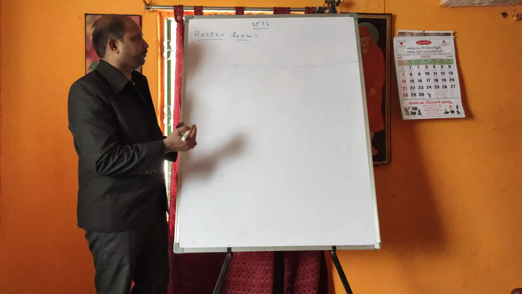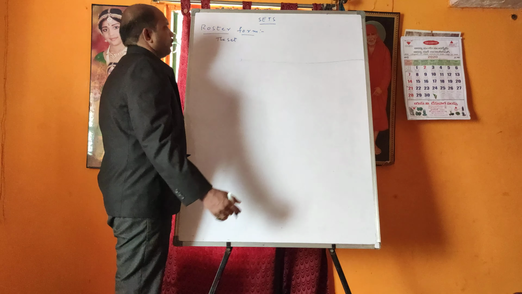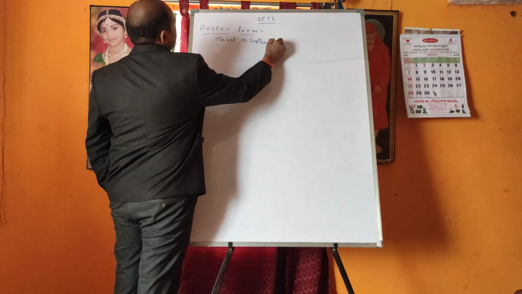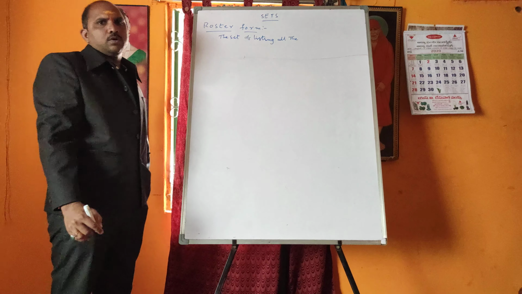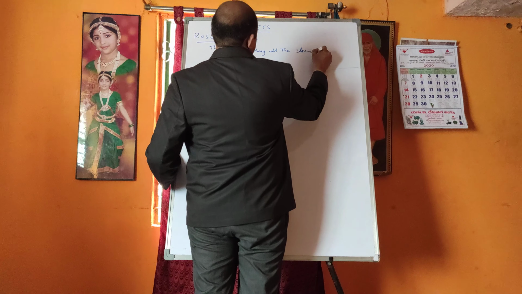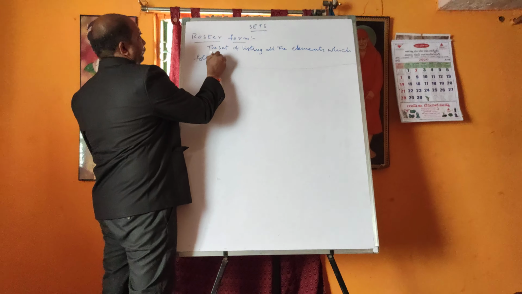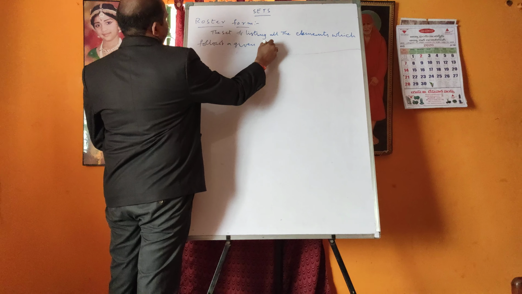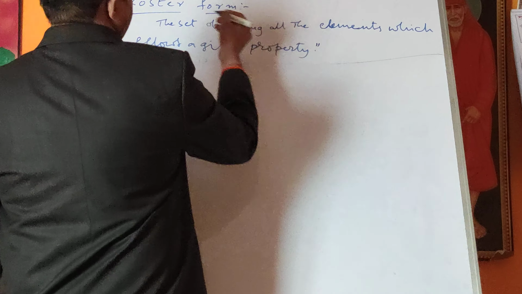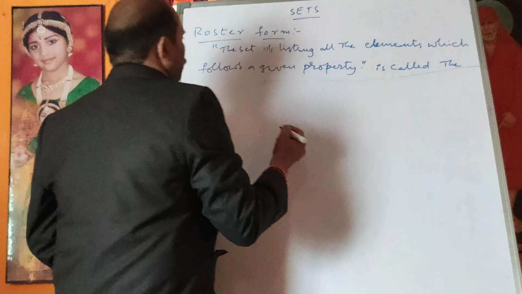Roster form means the set of listing all the elements which follows a given property is called a roster form. It is called the roster form of a set.